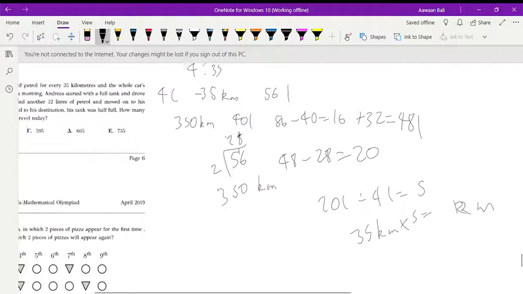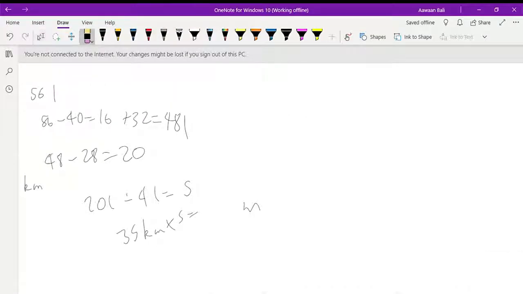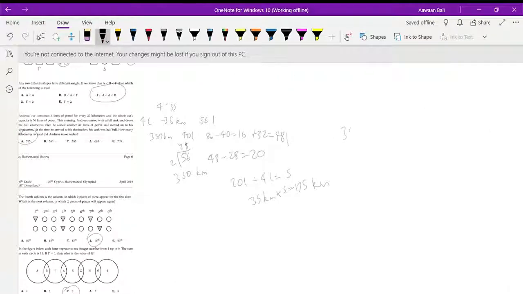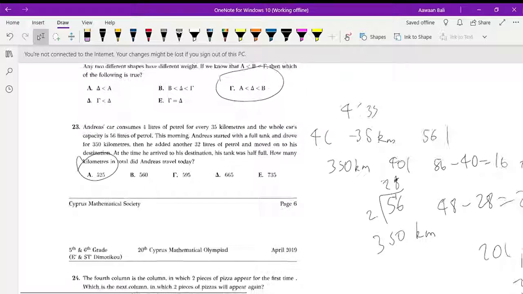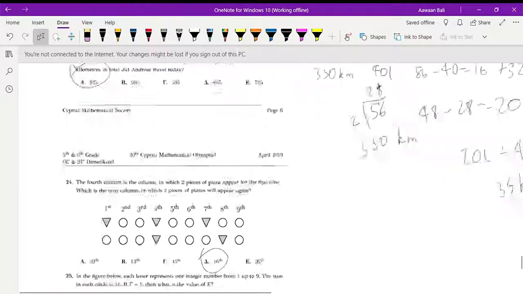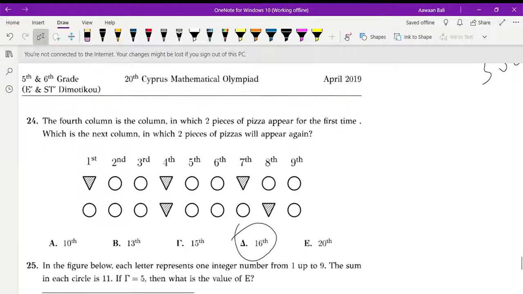What's his name? Andreas will cover 175 kilometers. Now we add 350 with 175, and there's your answer, 525 kilometers, and that's A. It's really simple, but I just went slow so you guys can understand it. So you can do this method very quickly sometimes.